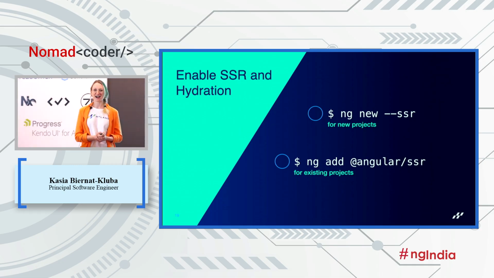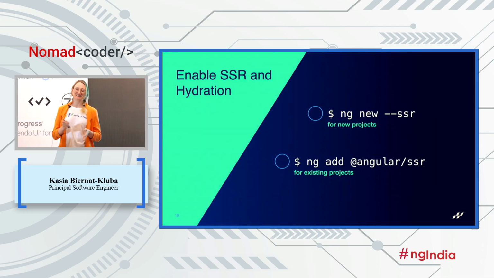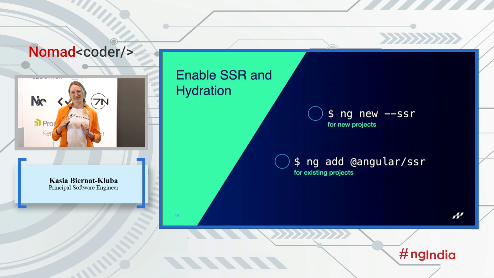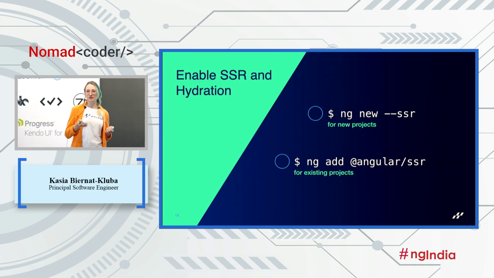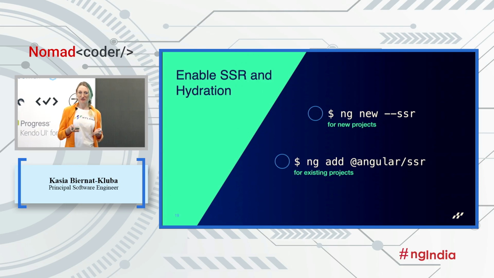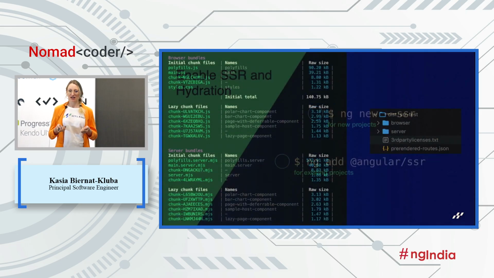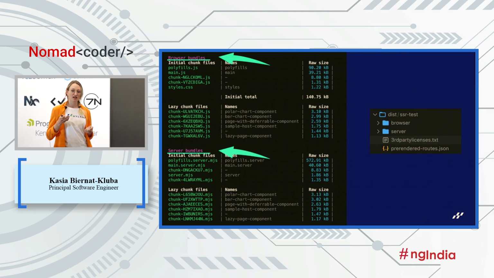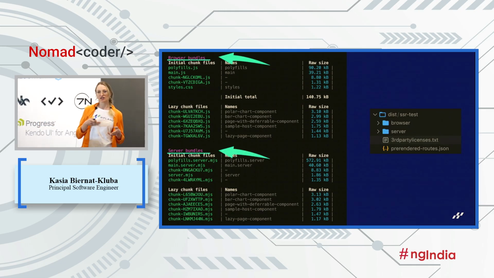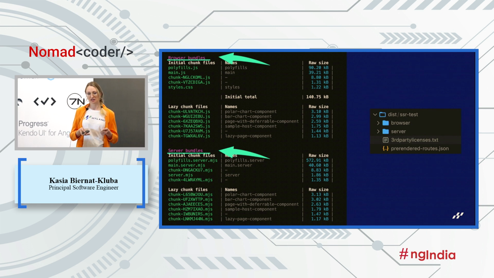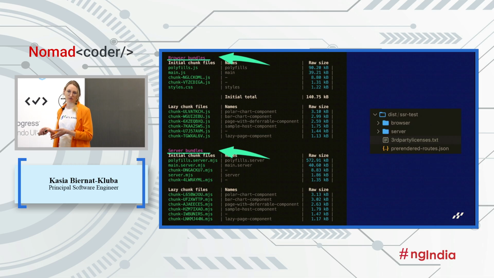When you create a new application, you can just add the SSR flag. If you would like to add SSR to an already existing application, you can do it with the ng add command, and Angular will scaffold everything for you. When you run your application, you will see that at build time, there are actually two groups of bundles generated: the browser bundles and the server bundles. Because the very important thing is that now we are no longer dealing with a single application, but with two applications: the server-side application and the client application.